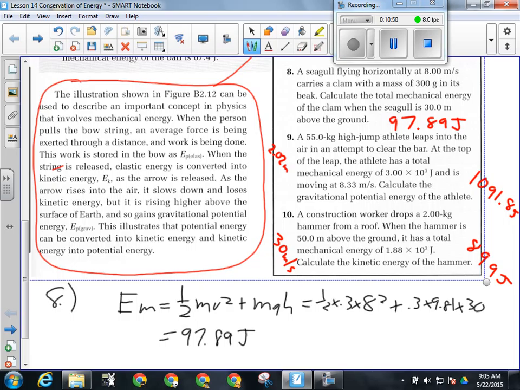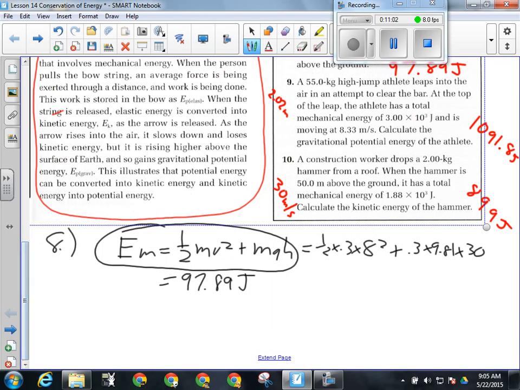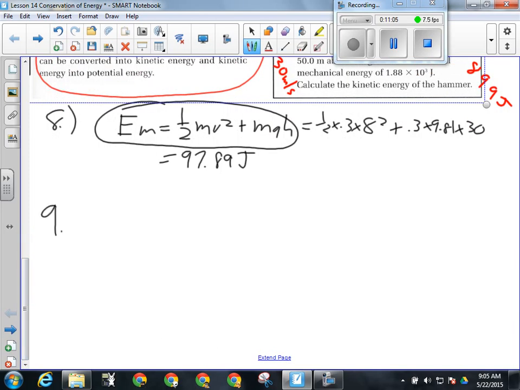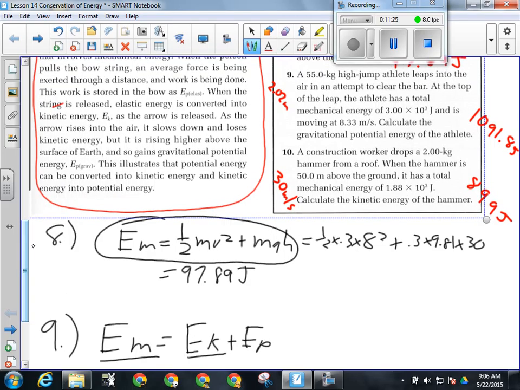All right, give number 9 a try. Number 9 is asking you to calculate the gravitational potential energy using this same formula here, or rather using maybe a simplification of it. So let's just say it starts out like this: EM equals EK plus EP. It probably gives you enough information to find this, and I think it outright gives you that. So I think you can figure out what you've got to do to get EP for question number 9. I'll give you a couple minutes on that one.